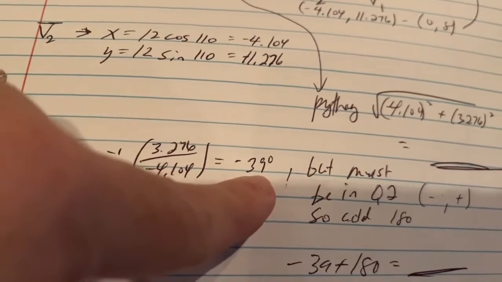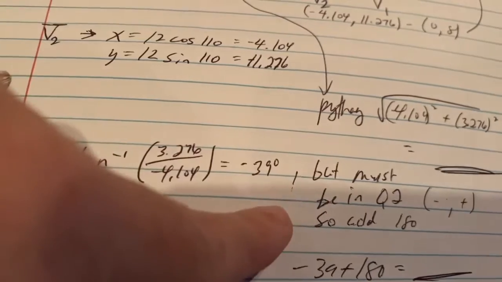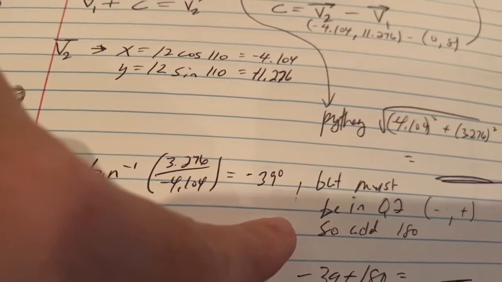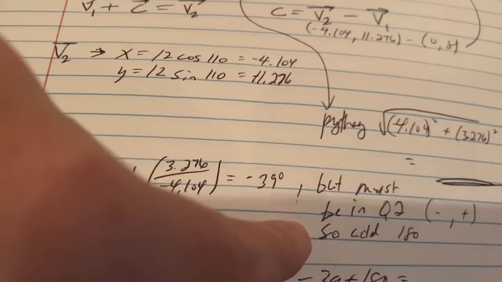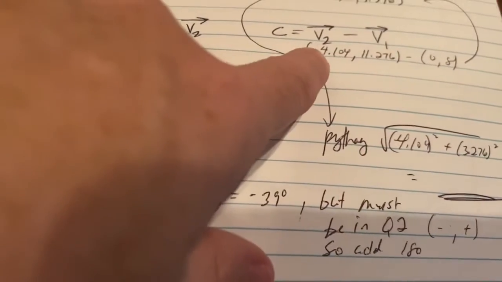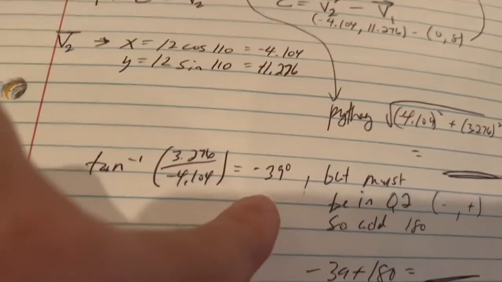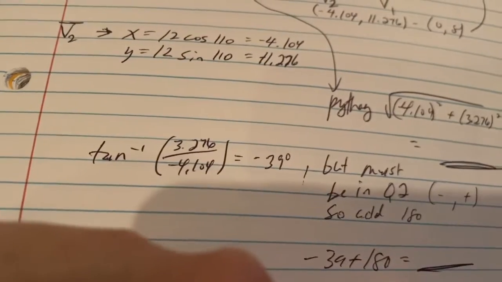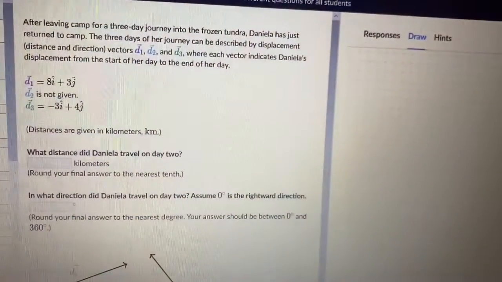But realize since it gave me a negative 39 degrees, if we think it through, we have this negative 4 and positive, I believe it was 3.2 something. Well, I'm in quadrant 2, so let me add 180 to this answer to get my final direction of current flow.